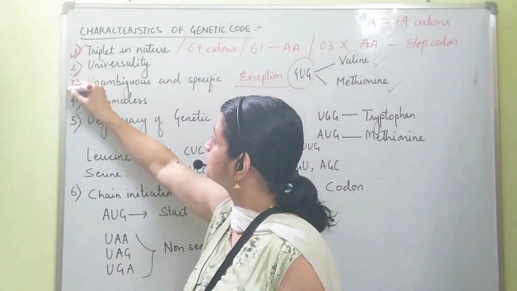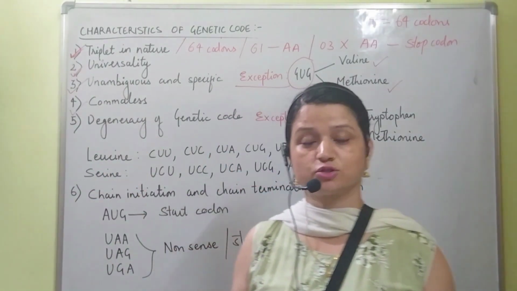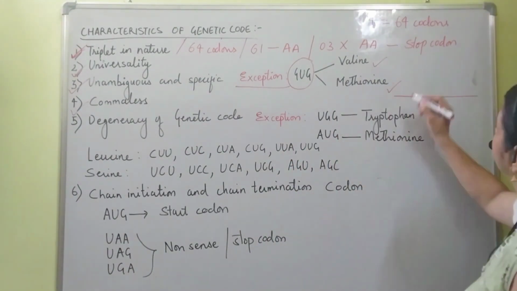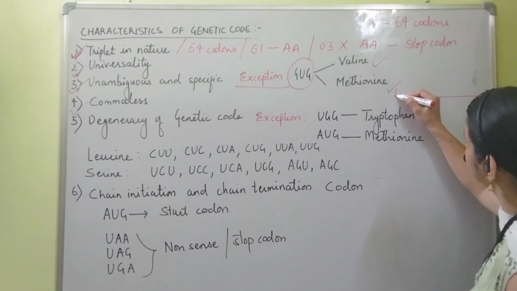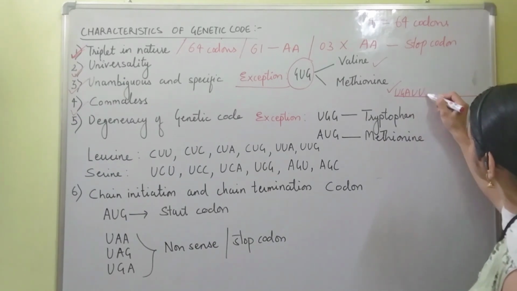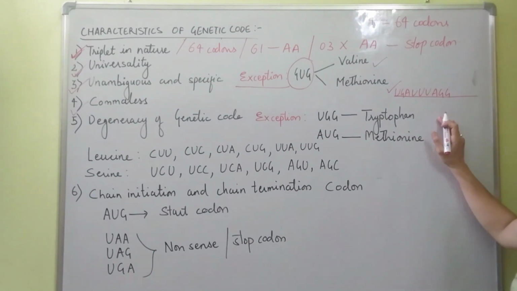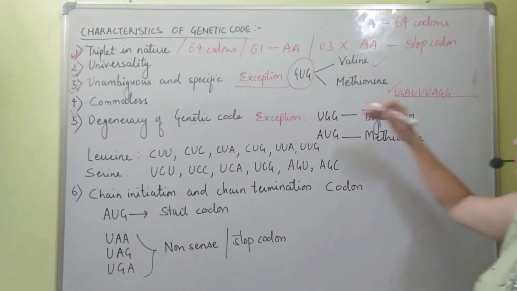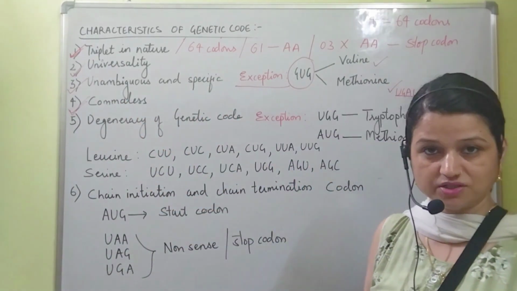Third, we have studied unambiguous. Now fourth, it is commaless. Commaless means that when we study the genetic code, we will see that the codons are present in a continuous manner. For example, UGAUUUAGG. There we cannot see any space between them, neither is there any comma. They are written in a continuous manner. So the genetic code is commaless. There is no punctuation present.